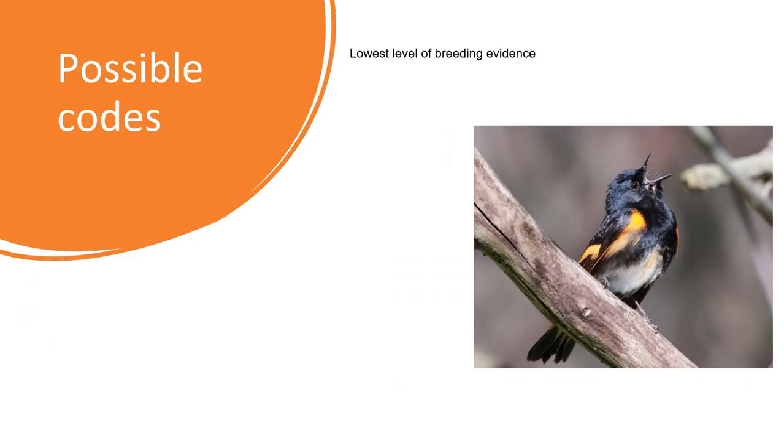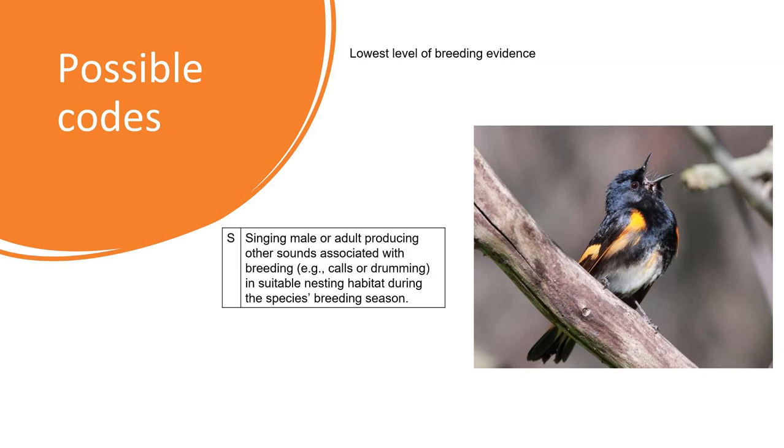Possible codes are things like this American redstart. These are the lowest level of breeding evidence. In this case, the bird is singing, so we use the S code. Another very commonly used code in the possible category is H, for present in breeding season and breeding habitat. These are your 2 most commonly used codes, probably account for something like 80% of records. So if you can memorize those 2 codes, you're in very good shape.